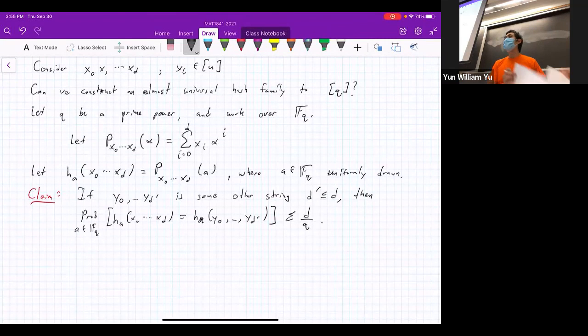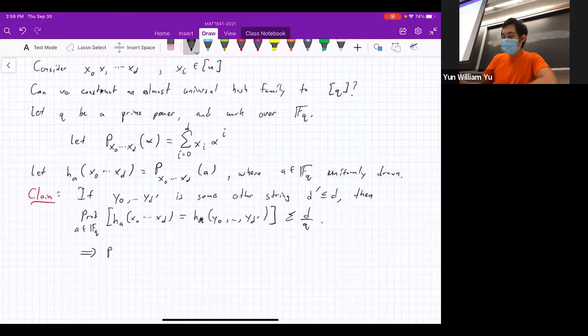So does anyone see the proof? I've given copious hints, so you might be able to figure it out from what I've said. What am I doing here? I am taking each of these big long strings as a polynomial and evaluating it at some value. And then what I'm asking is, what's the chance that these two different polynomials evaluate to the same value? Yeah, exactly. So these are degree d polynomials.